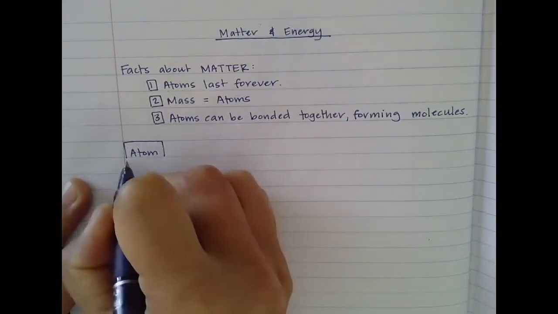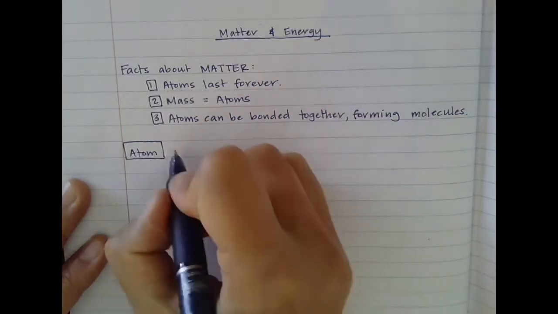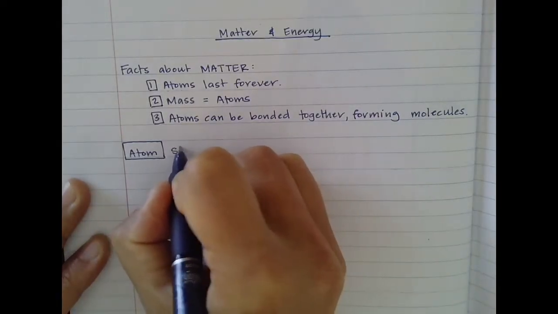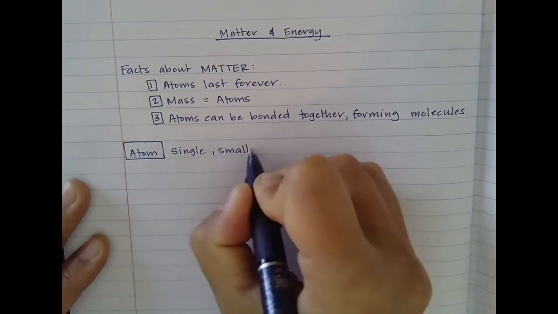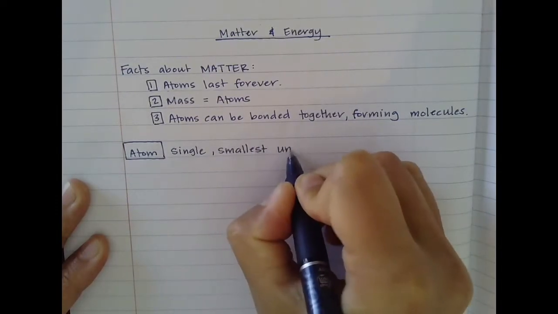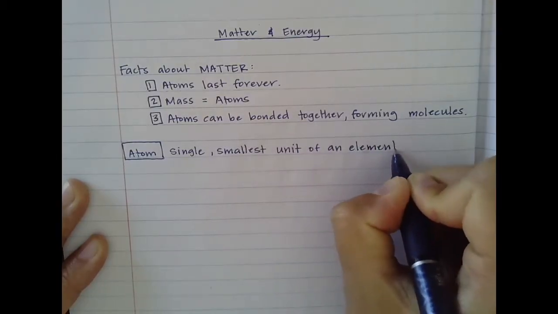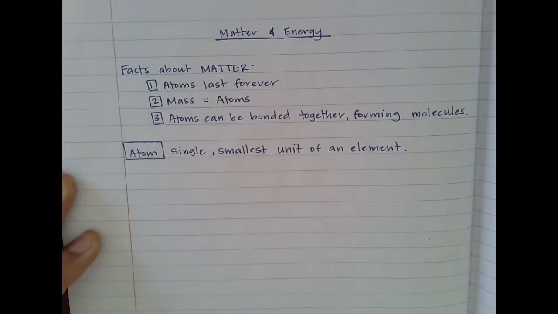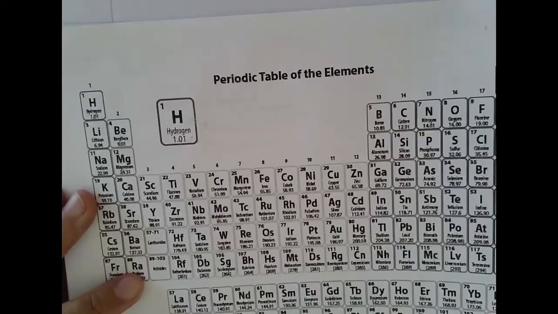Because this is going to be a definition, I am going to put a box around it. Atoms are the single smallest unit of an element. So then, what are elements? Well, let's take a look at your periodic table.